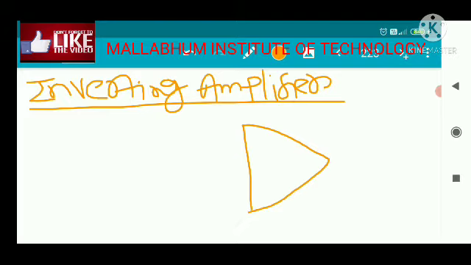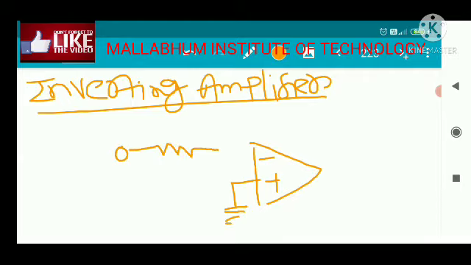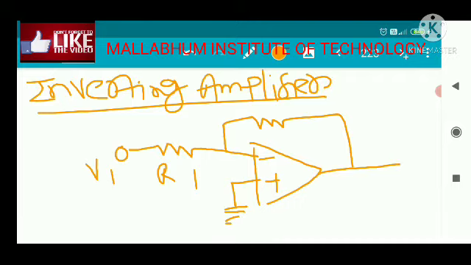Negative, positive has been grounded. Okay, we have given input to the negative terminal because this is the inverting amplifier. So input has been given as V1 and there is a resistance R1 and there is a feedback resistance RF. Okay, this is the very simple application of the operational amplifier. So this is your V0, and the current flowing through this is I1 and the current flowing through this is IF.